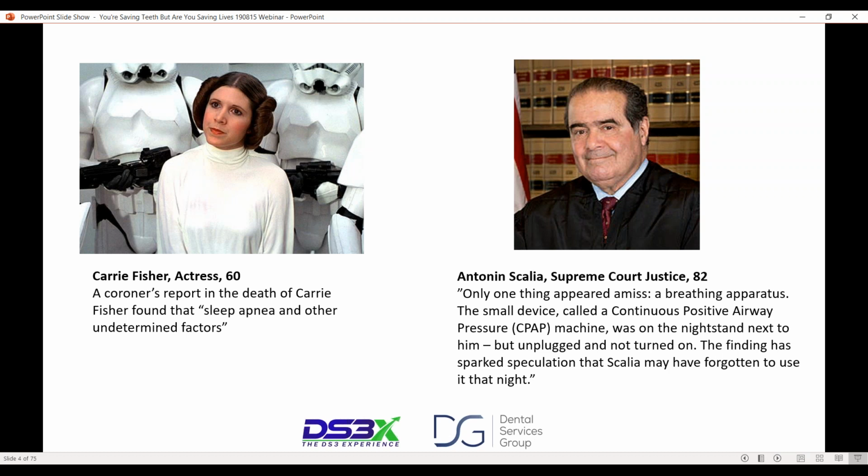And we've got a couple examples here that you all probably have heard of. Carrie Fisher, and Judge Scalia. What's unique about these examples is that they cited that they felt a causative factor in their death was sleep apnea, and in particular that they weren't treating their sleep apnea that particular night, because the treatment they had been given for it, the CPAP, was not being utilized.